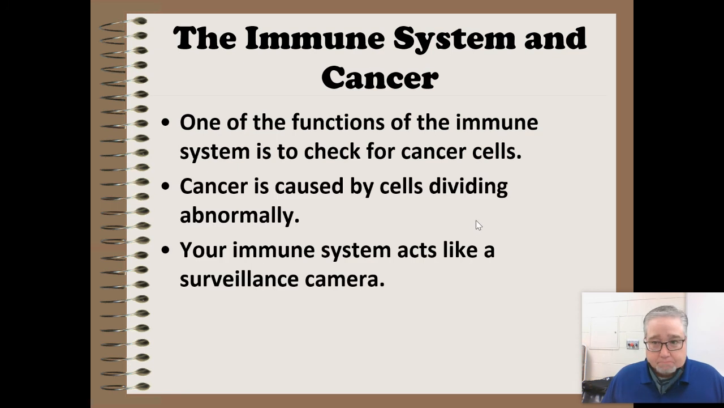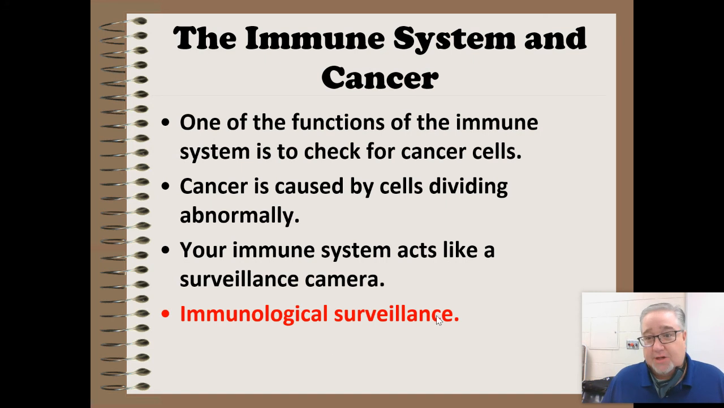You have little white blood cells that travel through your bloodstream, and they act sort of like a surveillance camera. In fact, we have a big fancy name for this. It's called immunological surveillance. What immunological surveillance basically is, is your immune system checking for cancer, checking to see if there's any cells that are dividing abnormally. And if they are, your immune system will basically get rid of those things. So that's a really good function of our immune system, to try to detect cancer cells before they can become too dangerous.